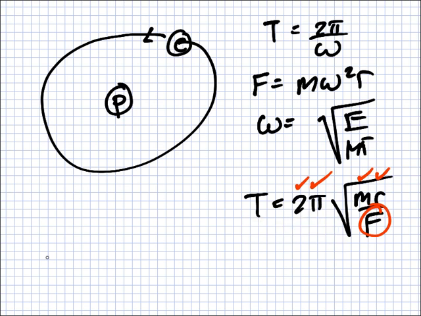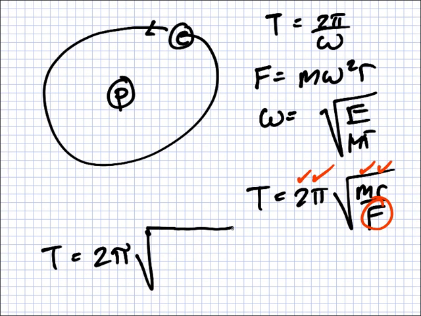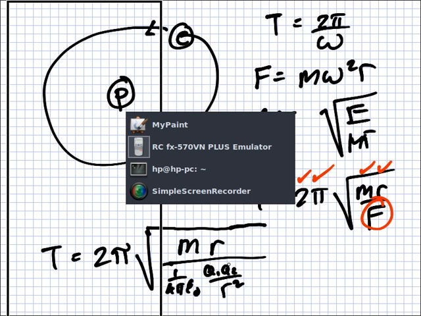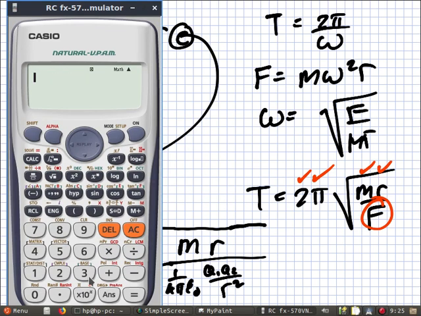Do we know 2? Yes, pi, yes, m, yes, r, yes, F, no. Okay, so we can say T is 2 pi. Is that you, Kim? Important call? Alarm to wake you up at 9:25. Okay. This is why you're late to class. Okay, that's m r over 1 over 4 pi epsilon 0 q1 q2 over r squared. Yeah? So let's just put that in.